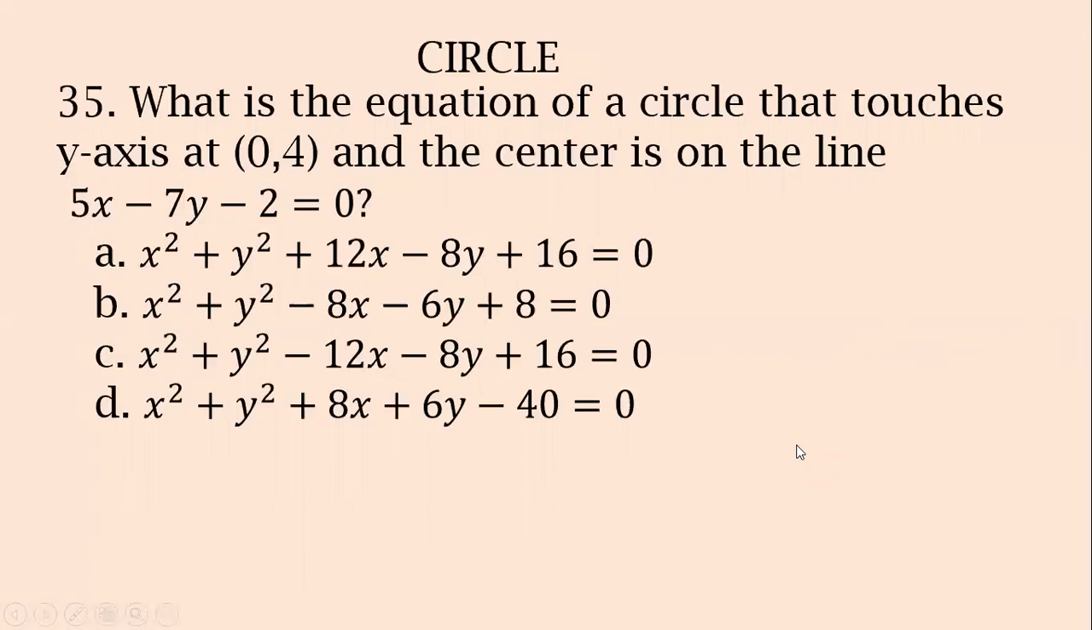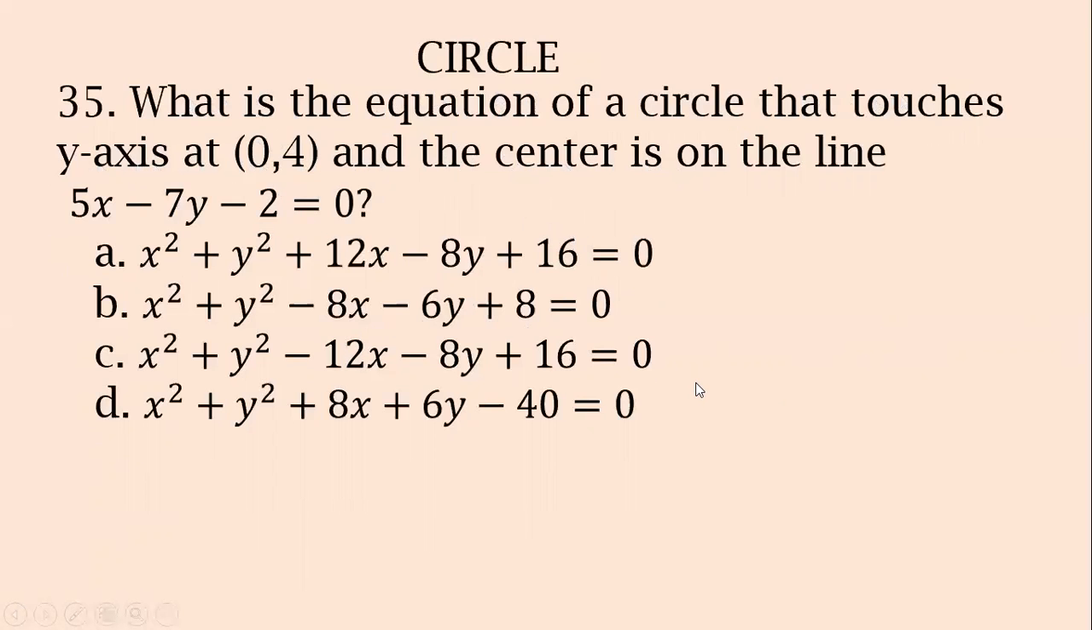Now question number 35, which is a bit lengthy. What is the equation of a circle that touches the y-axis at (0, 4) and the center is on the line given? So three pieces of information are here. Touches y-axis, this is one, at (0, 4); we can say it passes through (0, 4). And another one is the center is on this straight line.